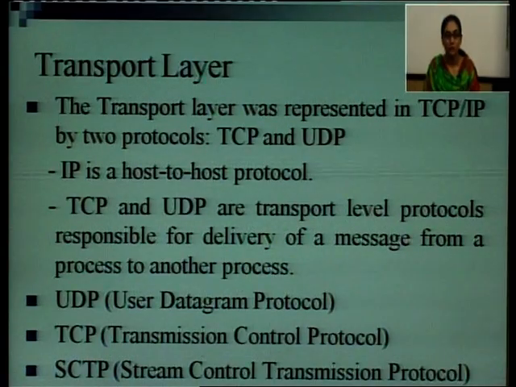As we all know, a computer system has several processes running. So we are concerned about the delivery of a message from a particular process running on one computer system to another computer system. On the other computer again several programs are running, so we are concerned about the particular process to process transmission. That is only possible by using TCP and UDP. One other supporting protocol used on the transport layer is the SCTP, that is Stream Control Transmission Protocol.